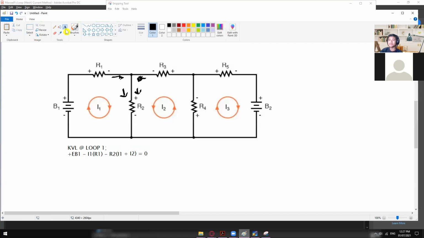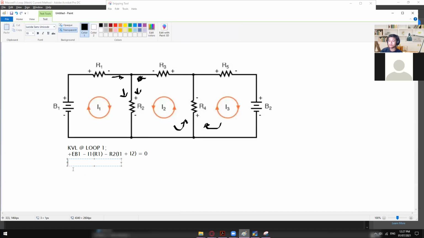Okay, so let me just label this one again. So we have this flow of current right here, and then we have this flow of current right here. So they will meet at this point right here. Okay, so moving on to I sub 2, KVL at loop 2. So let's start right here first.